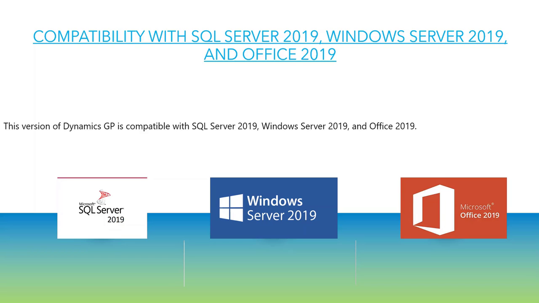So the first enhancement I want to talk about is the compatibility with Dynamics GP 18.2. As you can see on the screen here, we are now able to use GP with the latest releases. So Microsoft SQL 2019, Windows Server 2019, and Office 2019 are all compatible with the newest release of GP.